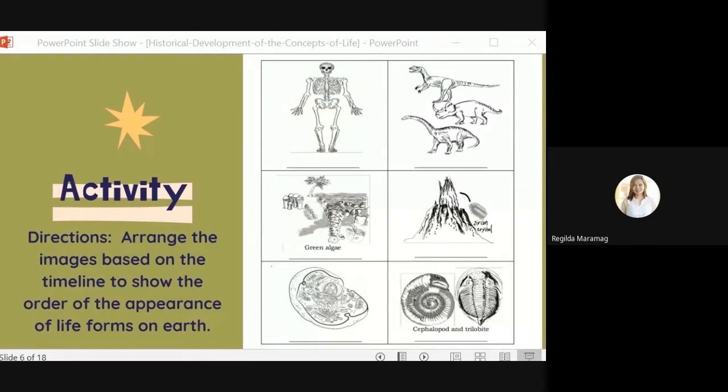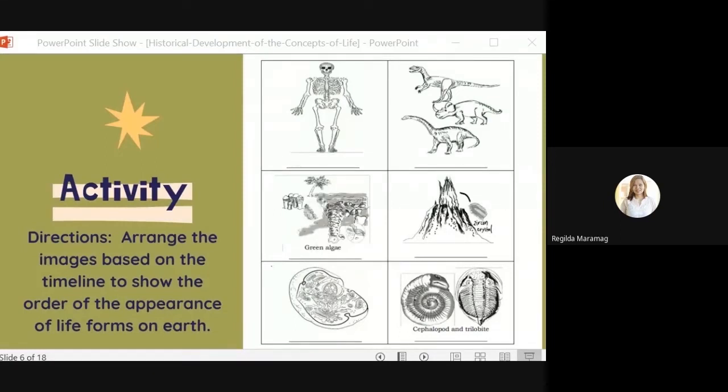After green algae, what is next? Ronald. Eukaryotes po. Okay, so it is eukaryotes. After eukaryotes, what is next? Rowie. Dinosaurs po, ma'am. Is it dinosaurs? After eukaryotes, is it dinosaurs? Wendy. Ma'am, cephalopod po and trilobite. Okay, so it was followed by cephalopod and trilobite.